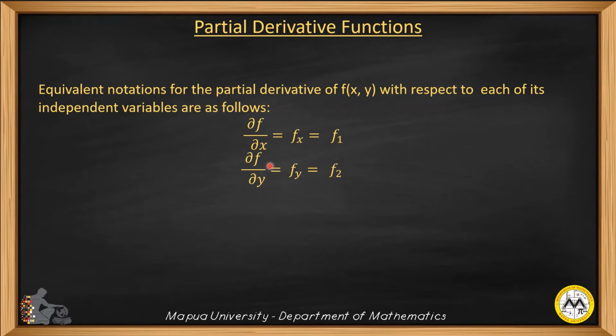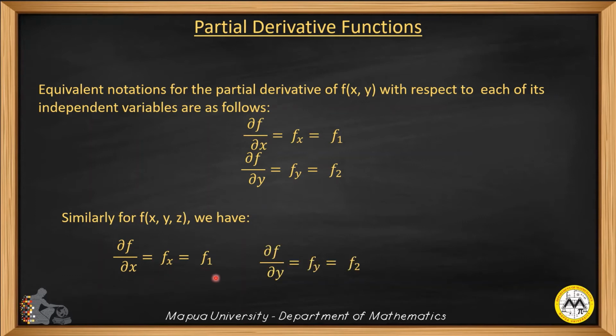And the partial derivative of f with respect to y can be denoted as f sub y or f sub 2, with y the second independent variable of the function f of x, y. Or if we have f function of x, y, and z, then we will have the following. Partial derivative of f with respect to x, or that would also be denoted by f sub x or f sub 1. The partial derivative of f with respect to y, denoted by f sub y or f sub 2. And the partial derivative of f with respect to z can be denoted f sub z or f sub 3.